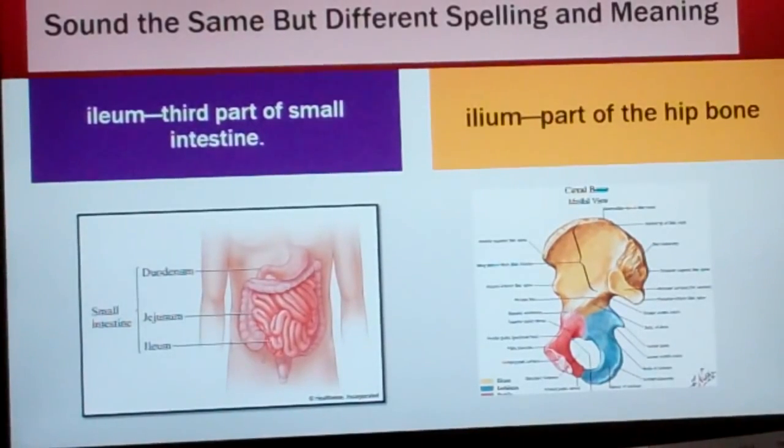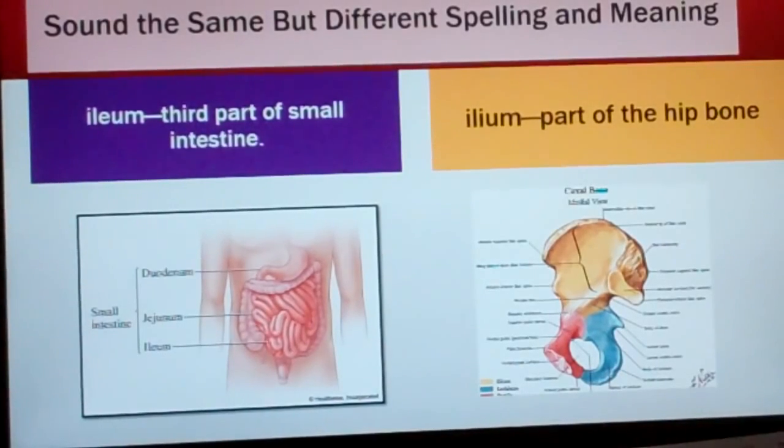Ileum, third part of the small intestine. Ileum, part of the hip bone. The small intestine ileum, notice, is spelled I-L-E-U-M. The ileum that's part of the hip bone is spelled I-L-I-U-M.